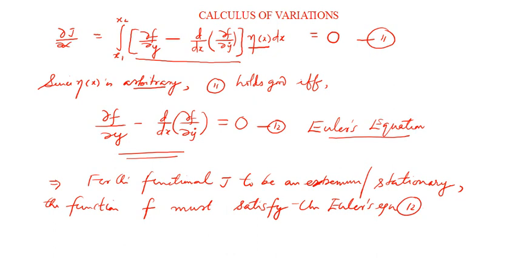Whatever the function f is, depending on the context, it will be different. Sometimes it will be representing the path, sometimes it will be representing some time or some other curve, whatever it is. Depending on the problem, it will be different. So for the functional j to be extremum, the function f must satisfy the Euler's equation, where f is there in j, or j is a functional of f.